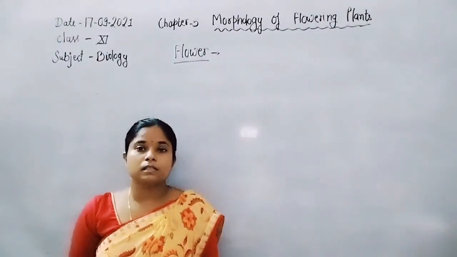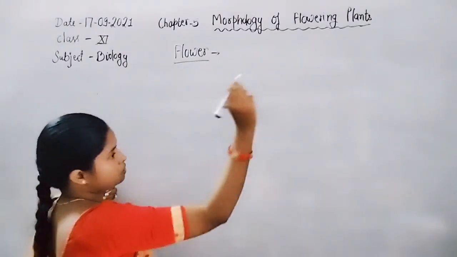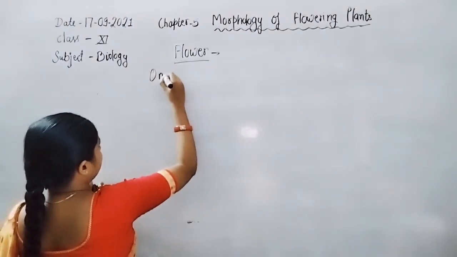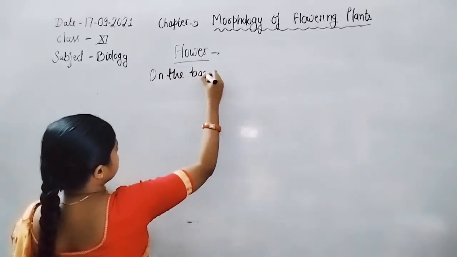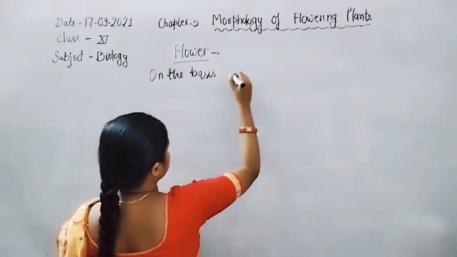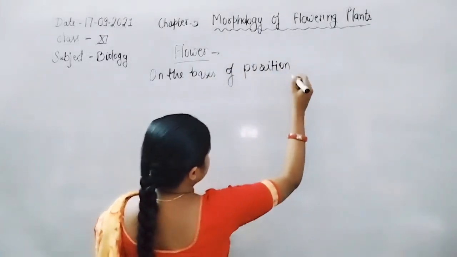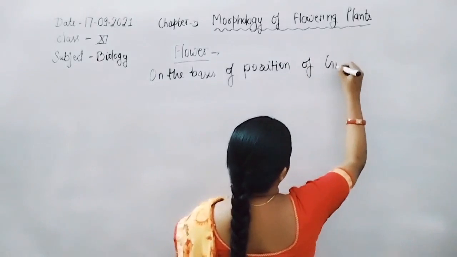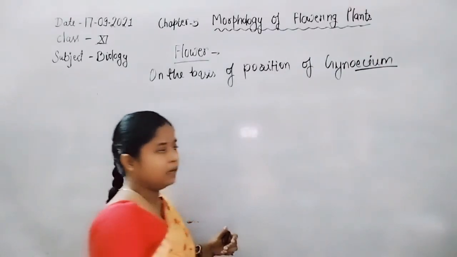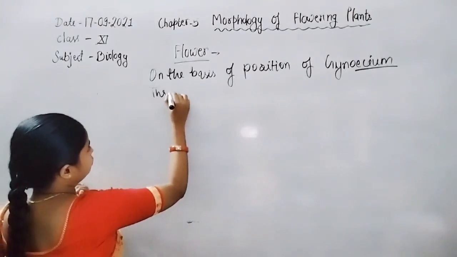Now let us discuss about the types of flower on the basis of the position of gynoecium. On the basis of position of gynoecium, flowers are of three types.